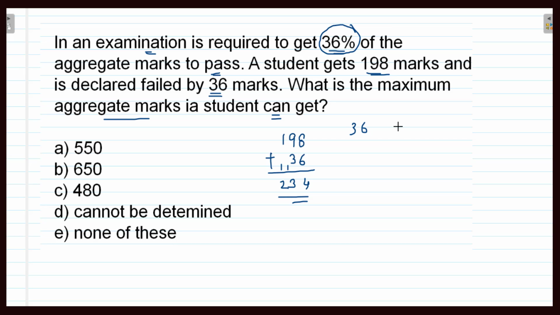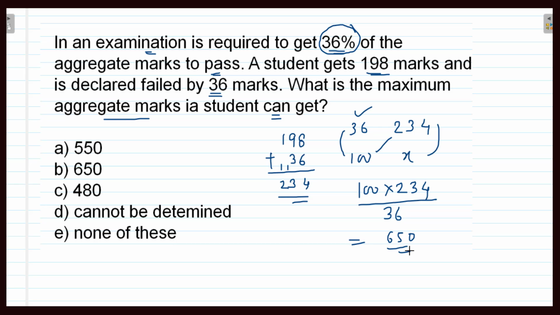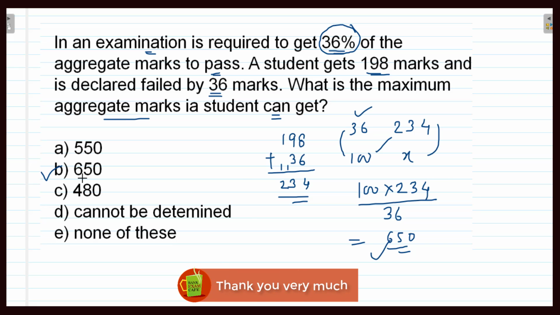So the total marks required to pass will be 234, and this is 36%, and therefore 36% is what here, 234, and we have to find the total marks. So 100% we have to find, so 100% will be what? So this is increase, this will also increase, so this is direct variation, so we multiply by these two numbers and divide by the first one, and so it is 100 multiplied by 234 divided by 36. And friends, if you solve this, you get it as 650, and therefore the total aggregate marks will be 650, and therefore the B option is the correct option.